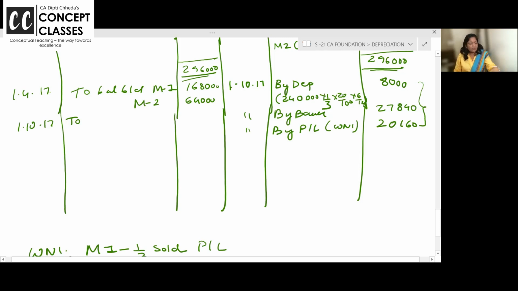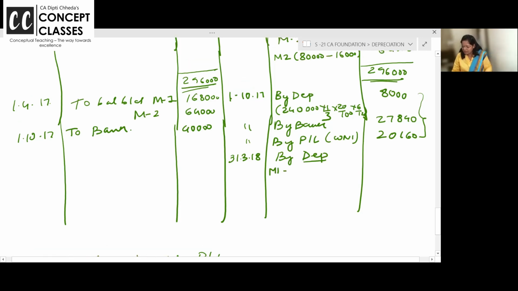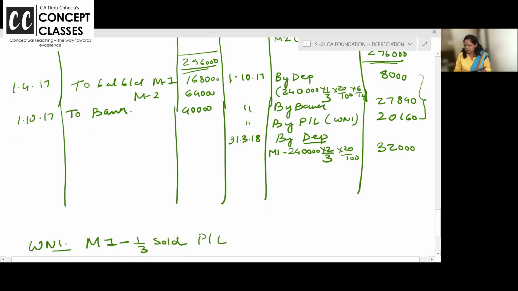What else? Now one more machine is purchased. Another machine was purchased on the same day, 1st October, and this is for 40,000. Now I need to charge depreciation on 31st March 18. First I will charge on machine 1. Machine 1, 240 into 2/3. Anyone in the class is confused? Why 2/3? Because 1/3 is sold. So 240 ka 2/3 or 20%. 240 into 2/3 into 20%. 32,000. Depreciation.